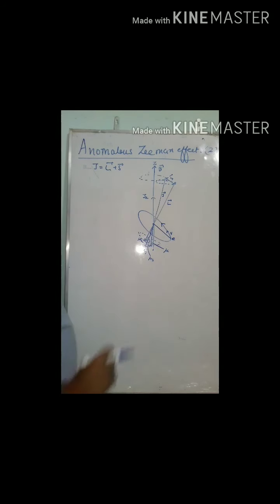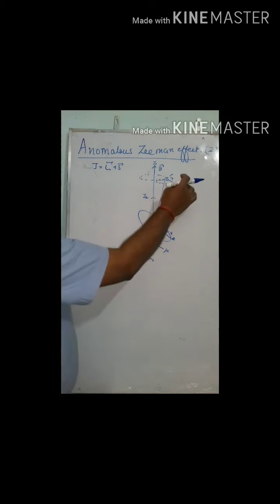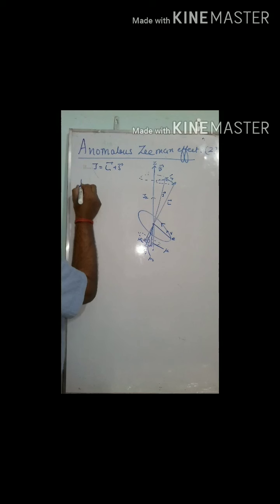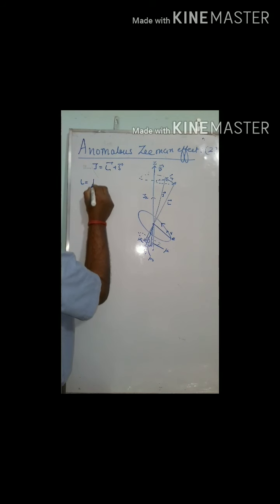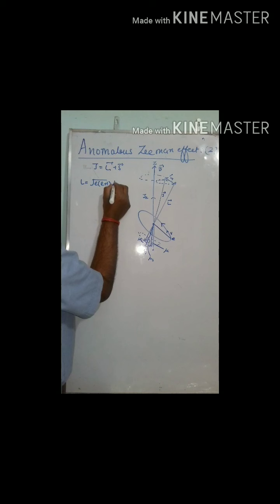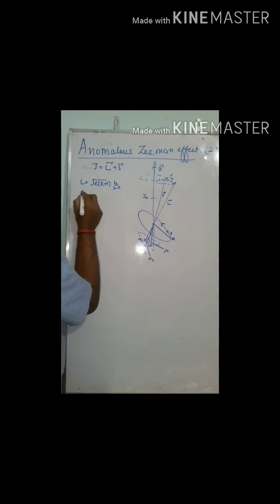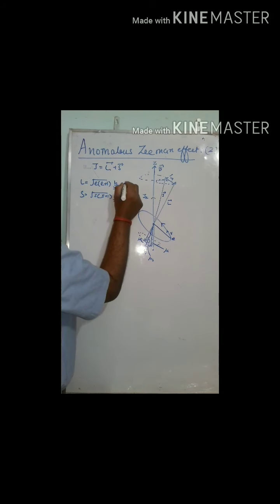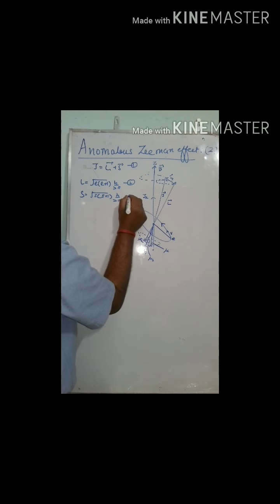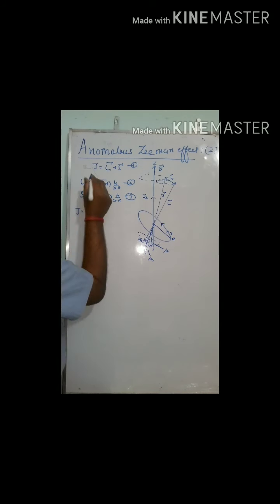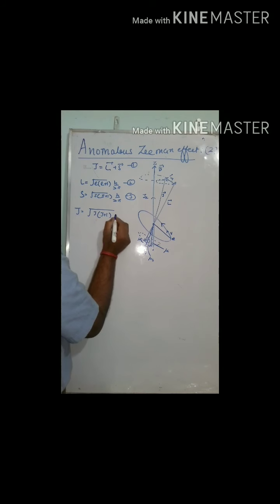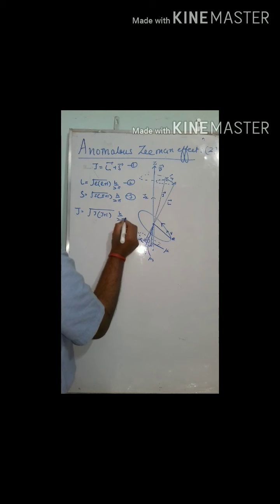Now, if I want to find mu L, then you know that L is equal to square root of L into L plus 1 into h upon 2 pi, and S is equal to square root of S into S plus 1 into h upon 2 pi, and J, which is a combination of these, can be written as square root of J into J plus 1 into h upon 2 pi, right?